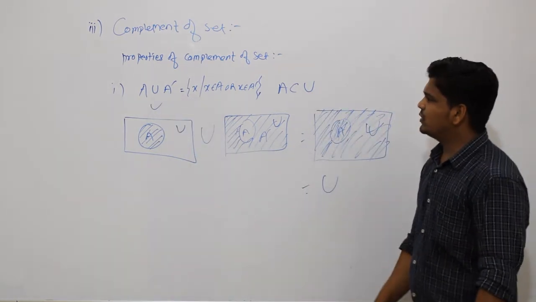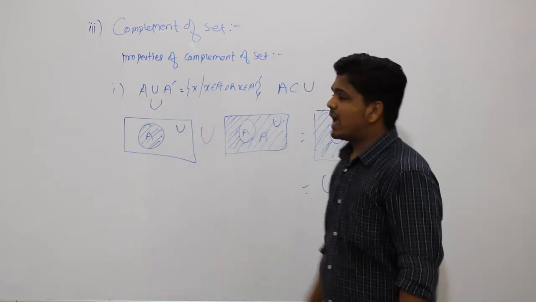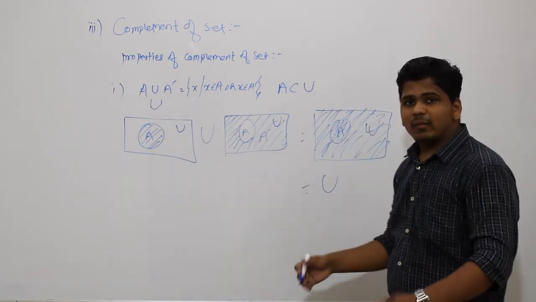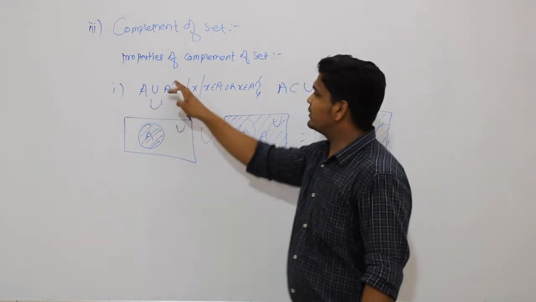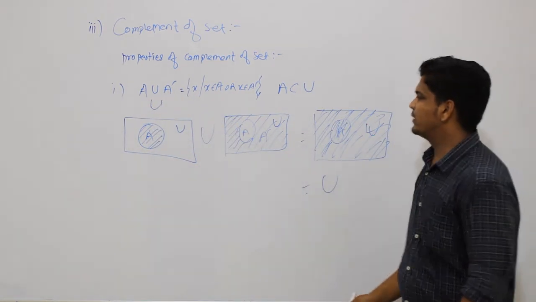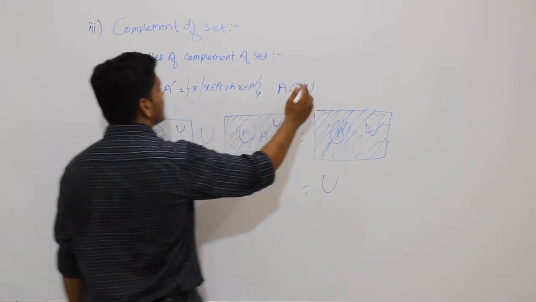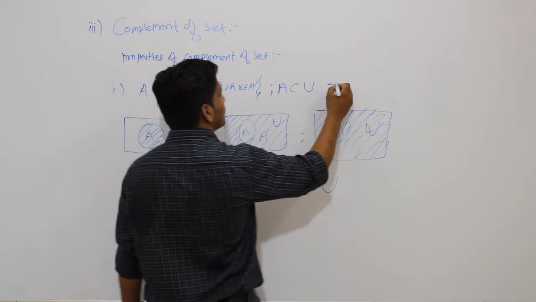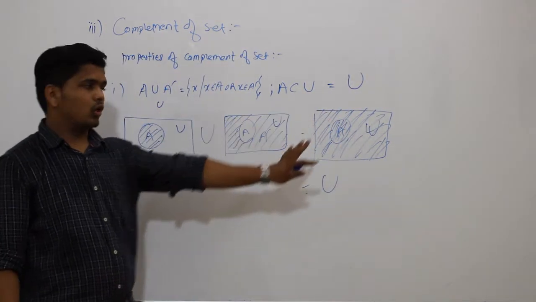That you can easily see. A consists of elements from A, and A dash is nothing but the elements that are not in A. But together they cover A, so it has become the whole universal set. A union A dash is your U set, your whole U.